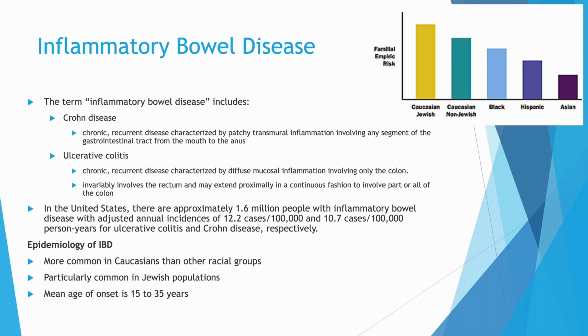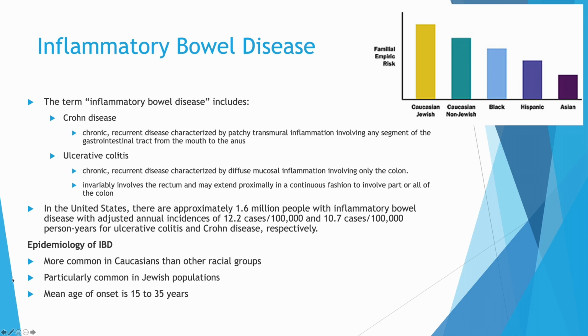So the term IBD includes Crohn's disease. Notice they put Crohn instead of Crohn's. That's kind of a progressive way of describing Crohn's disease. If you hear me say Crohn's or Crohn, it's just out of habit, I've always called it Crohn's disease, and either way is fine. We're trying to move away from the possessive forms of diseases. Anyway, Crohn's disease is a chronic recurrent disease, characterized by transmural inflammation involving the GI tract from mouth to anus.